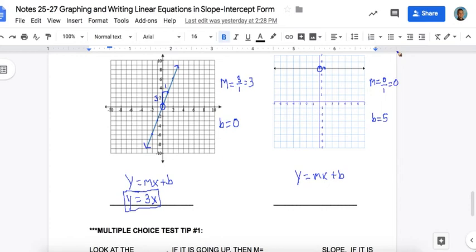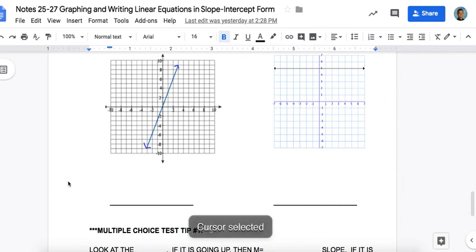So when we have a 0 slope, that means I'm going to have no number in front of the x. So we're going to have y equals, because 0 times x is 0, so we're just going to have y equals whatever the y-intercept is, 5. Because the 5s are repeating all the way through. All these y values are 5. Okay, so remember, when you have a 0 slope, it's going to be y equals whatever the y-intercept is.